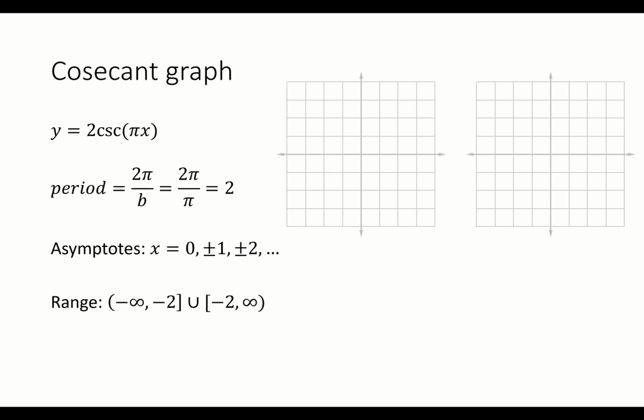All right, so now let's ramp this up. Let's do a cosecant function. We're going to graph y equals 2 cosecant of pi x. So I'm going to do that on the right coordinate plane here. 2 cosecant of pi x. On this coordinate plane on the left here, I'm actually going to graph y equals 2 sine of pi x.